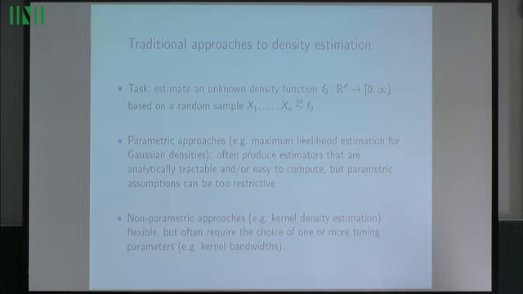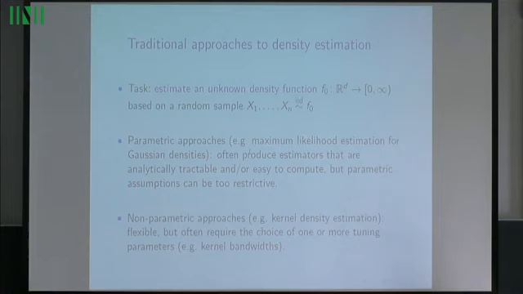parameter. So one approach we could take is to look for a density estimate that belongs to a particular parametric family, such as the class of all d-dimensional Gaussian densities. But while the estimators that are produced in this way are often analytically tractable and/or easy to compute, it's not hard to envisage situations where, say, a Gaussian assumption might be overly restrictive or inappropriate.